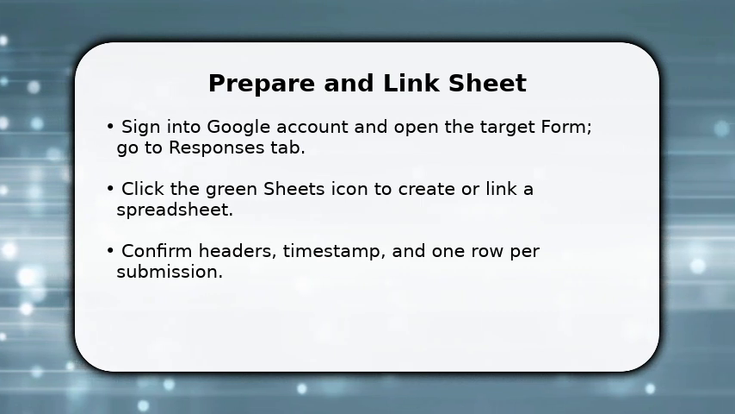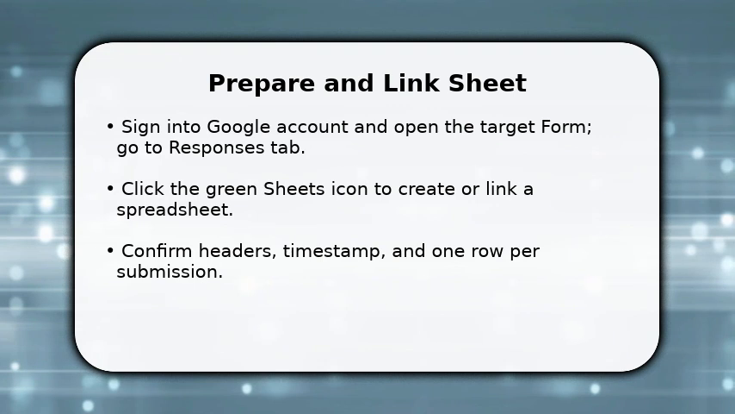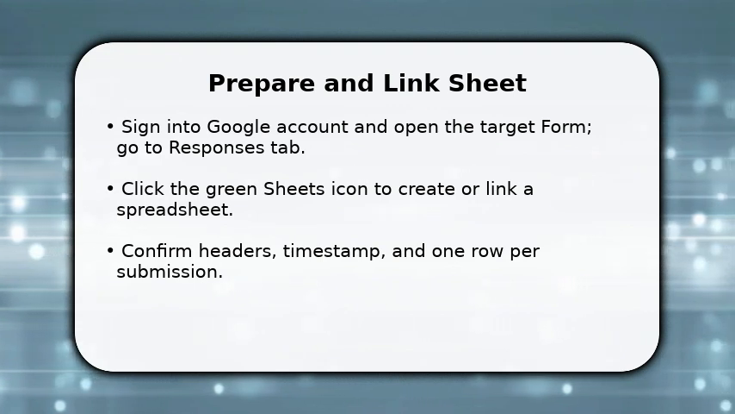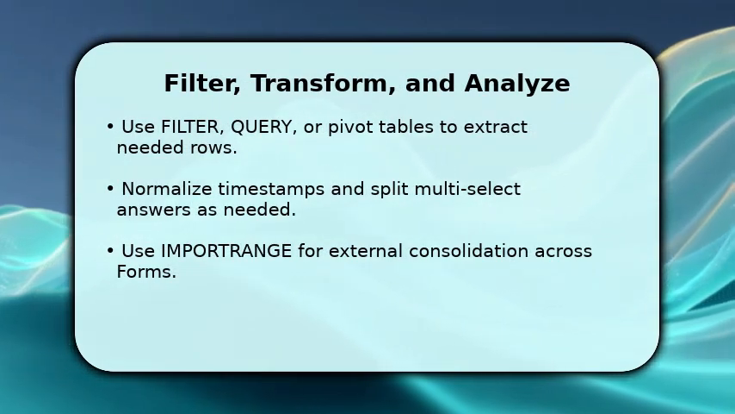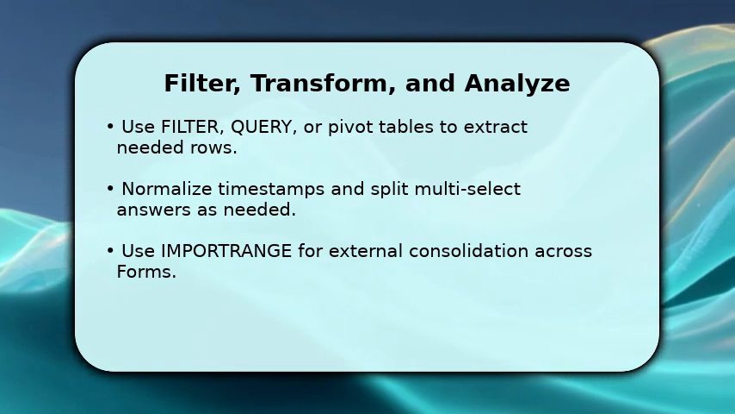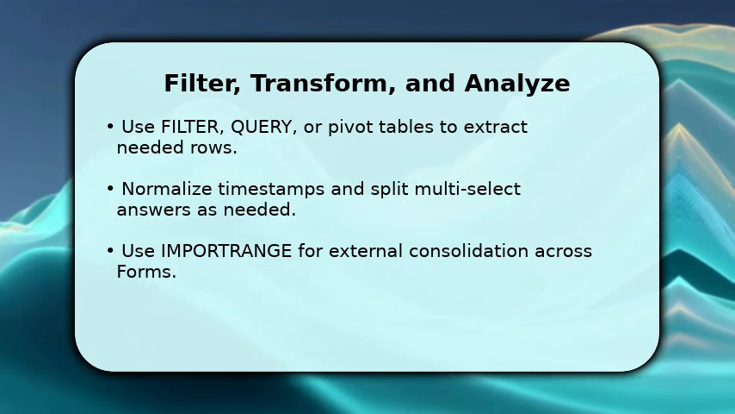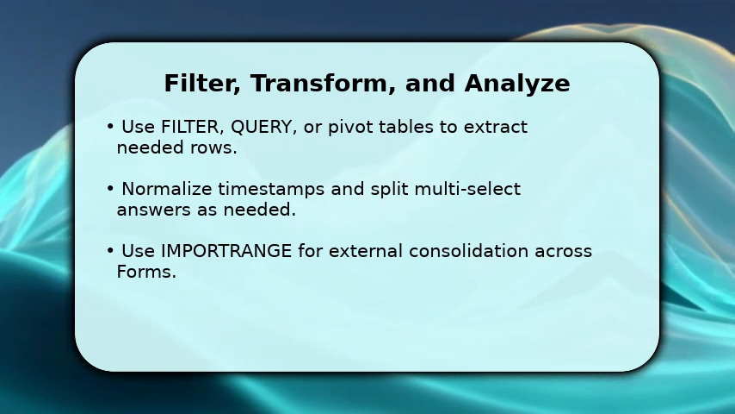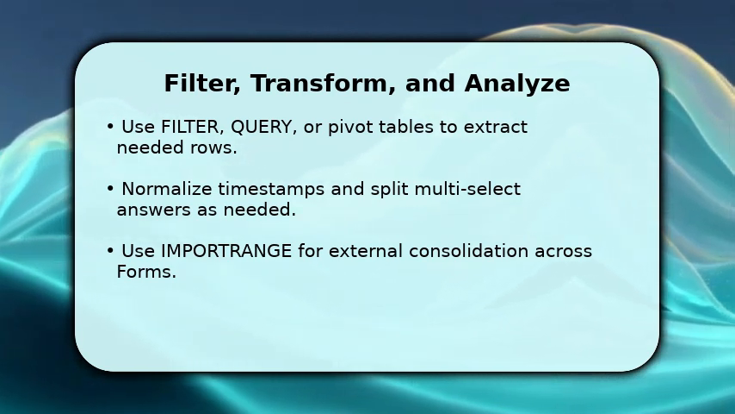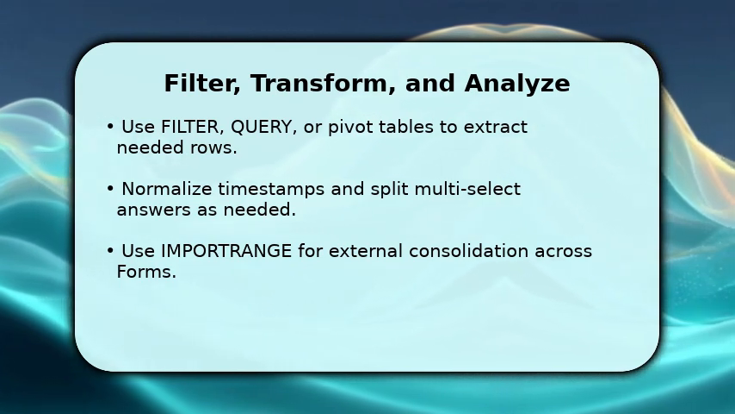filtering, and reporting later. You next transform raw responses into usable data by applying filter or query to limit rows by date, status, or question answers. This simplifies downstream steps. Once done, normalize timestamps and split multiple choice or comma-separated fields into separate columns so calculations work cleanly. You can build pivot tables for quick aggregates and use import range when consolidating multiple form sheets.